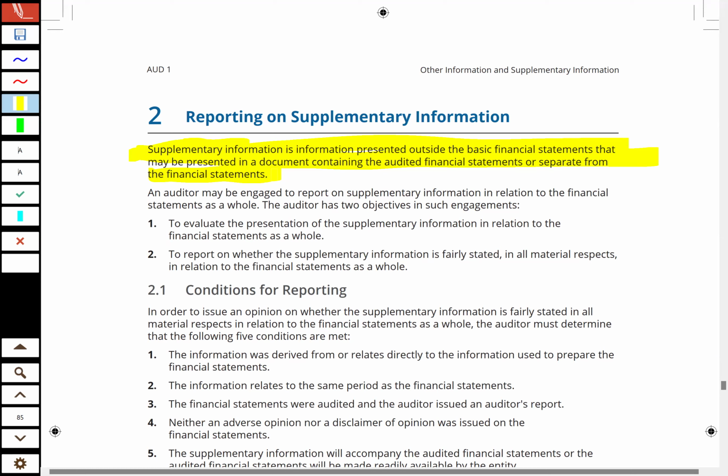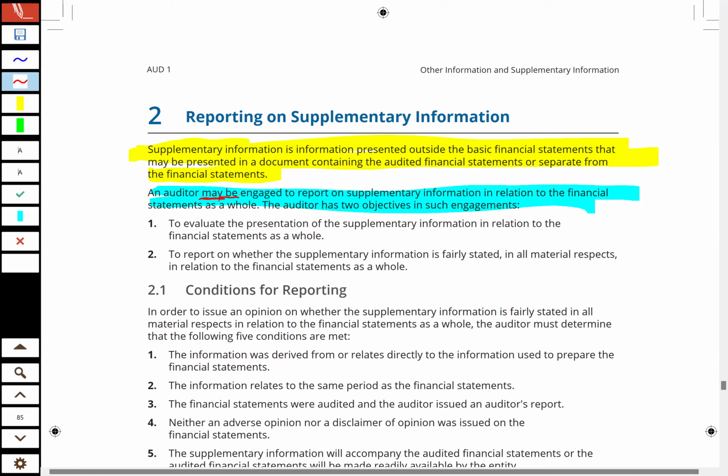Okay, so what happens? An auditor may be engaged to report on the supplemental information in relation to the financial statements as a whole, and we would have two objectives in such engagements. Now, they say they may be, so we'll see later. It may be that you weren't engaged to report on that, and then we'll see that there's a different requirement there, okay?